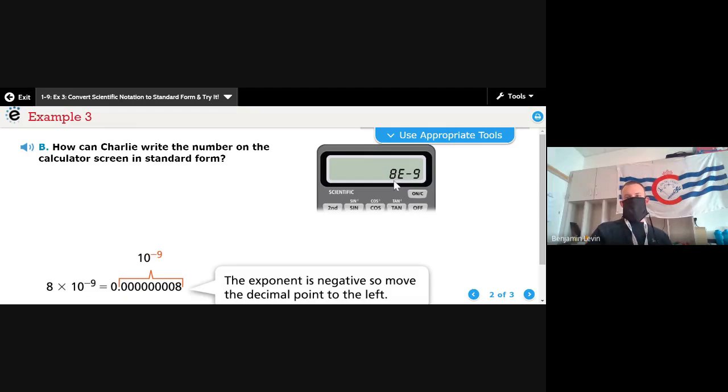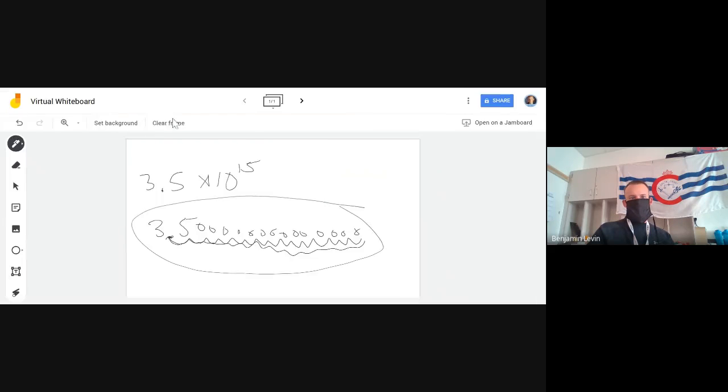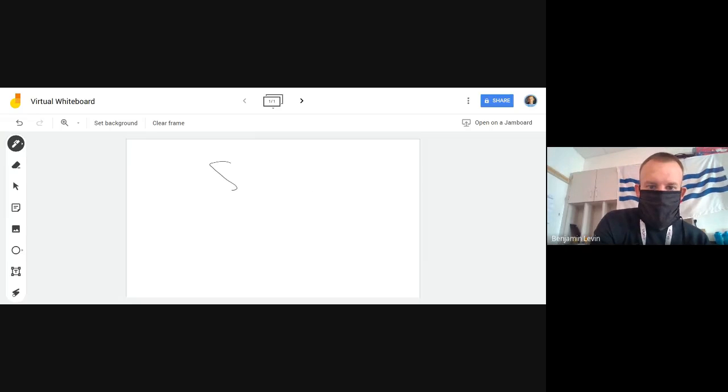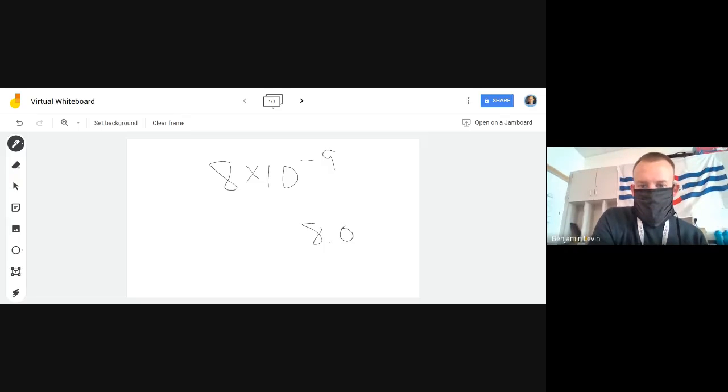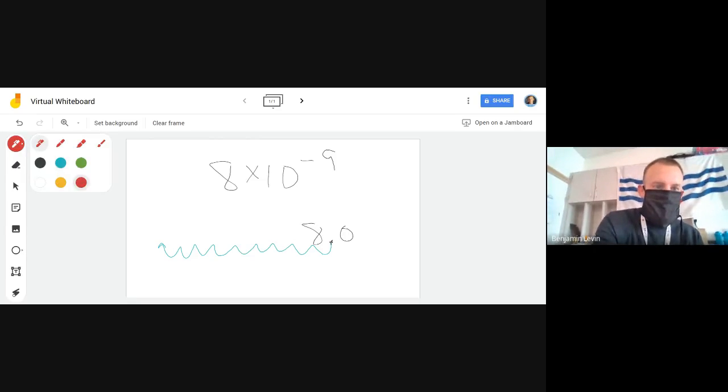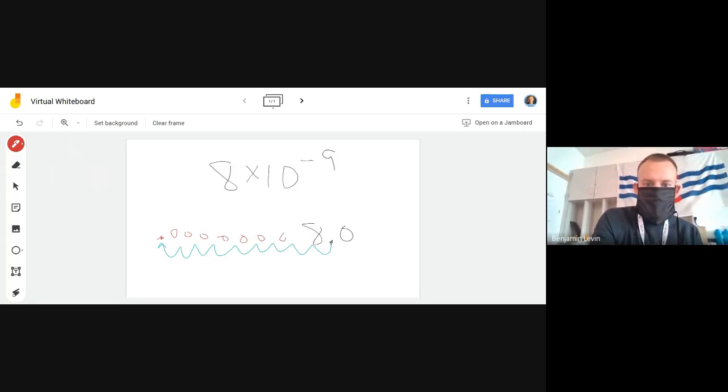So here's 8 times 10 to the negative 9th. I'm going to go to the whiteboard. Let's clear this out. 8 times 10 to the negative 9th. We're going to take 8, right? It would be 8.0 technically. So the decimal point's right there. I'm going to move it 1, 2, 3, 4, 5, 6, 7, 8, 9. My new decimal point's going to be right here. And I'm going to fill in all these blanks with zeros, right? So our new decimal is 0.0000008.